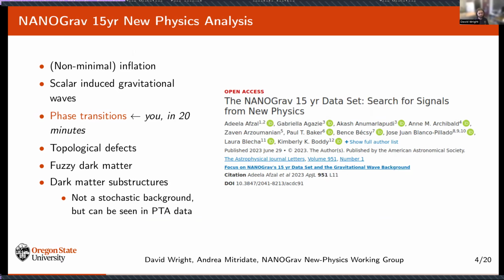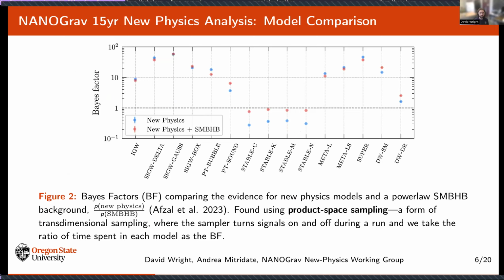So here is a plot from the New Physics paper showing Bayes factors, which you've heard about in lectures this week. These are model comparison metrics that tell us how well one model fits the data compared to another. And so in the blue, we have just new physics by itself. In the red, we have new physics and an astrophysical signal layered on top of it. And the Bayes factor is with respect to just a pure power law expectation for an astrophysical background. There are a lot of models here. I won't read them all off.